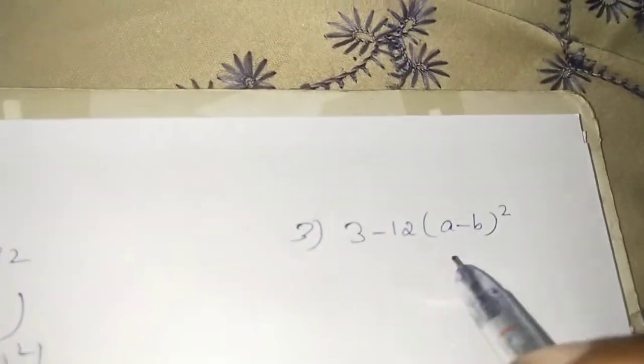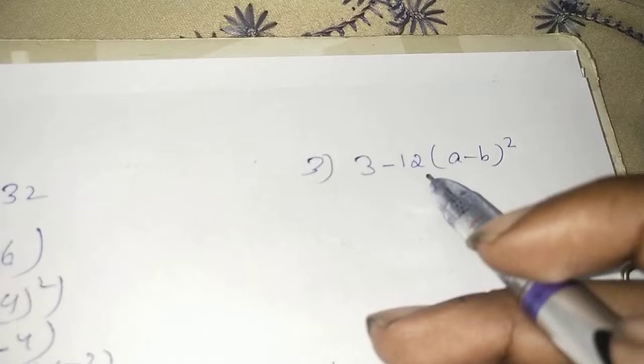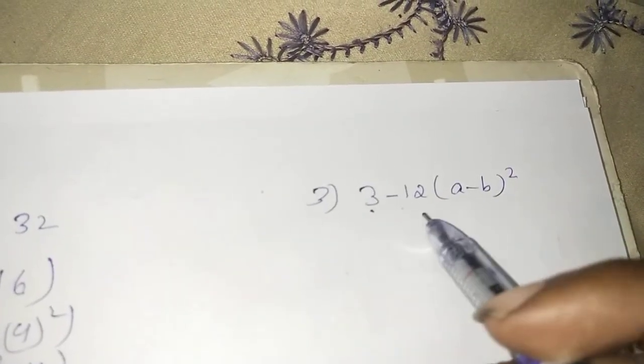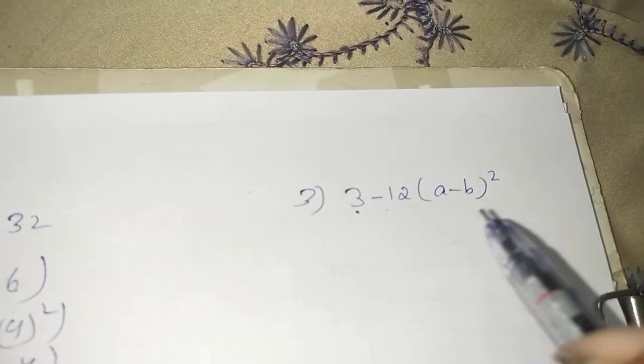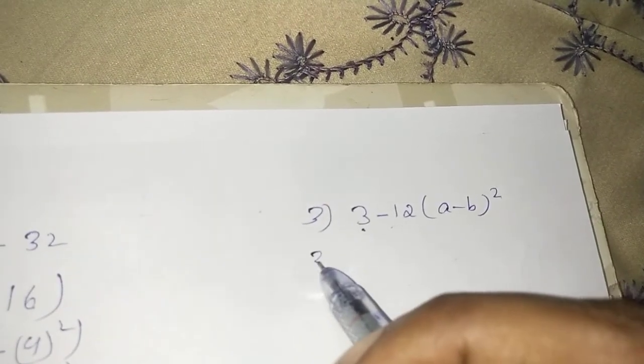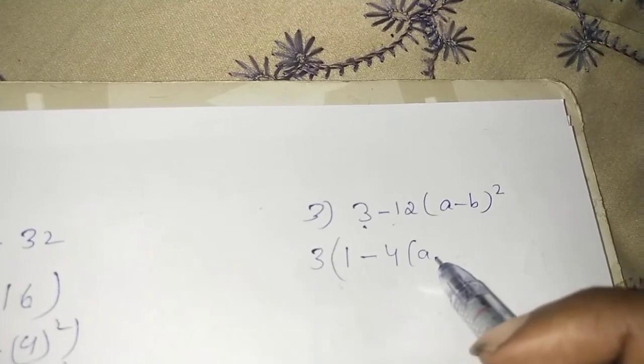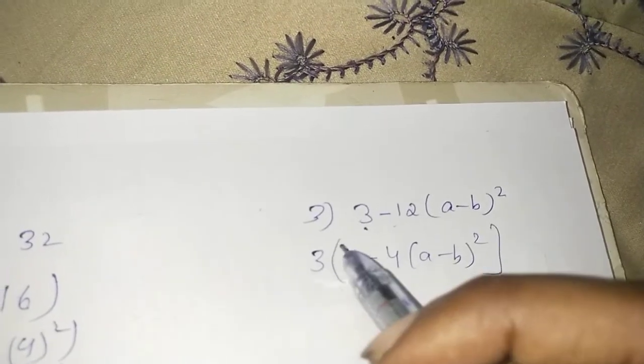Okay, let's come to this one. Now most of you will write down 3 minus 12 and you will subtract this thing. No beta, you cannot, because these are not a single term, they are different terms. So let's see if there is anything common. Yes, 3 is common. So we'll be left with 1 minus 4 into a minus b whole square.